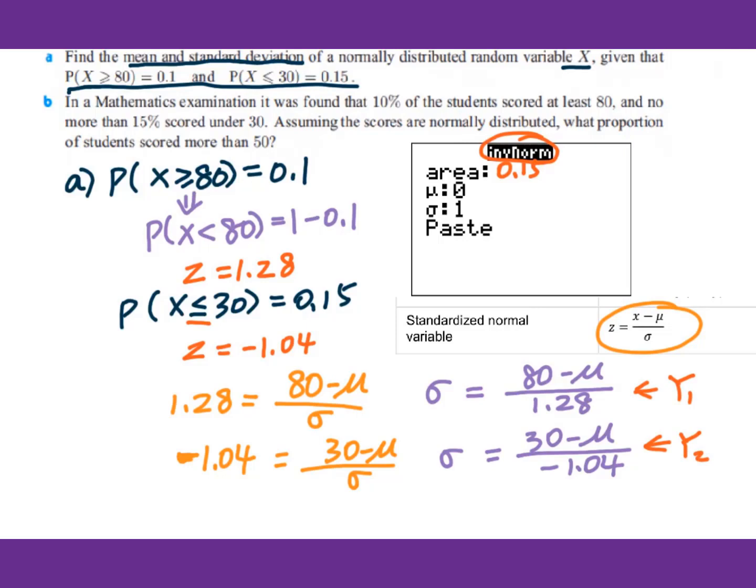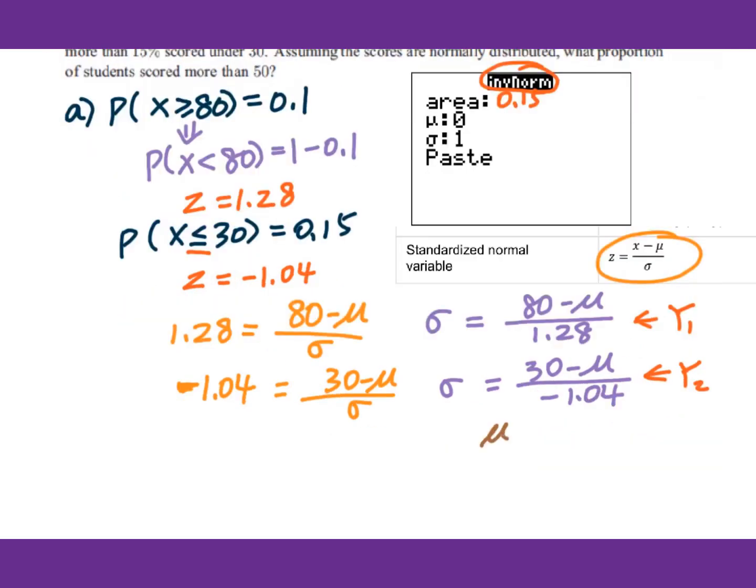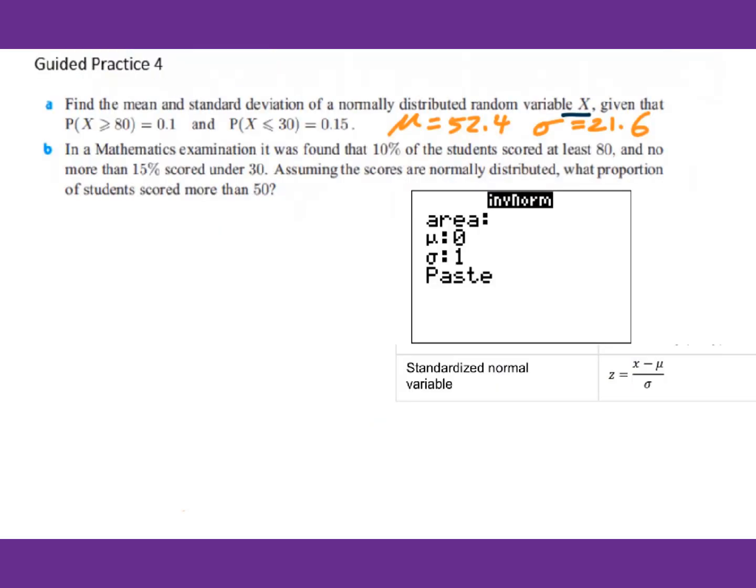To get the intersection, you will get mu equals 52.4 and sigma equals 21.6. Let's go to B.